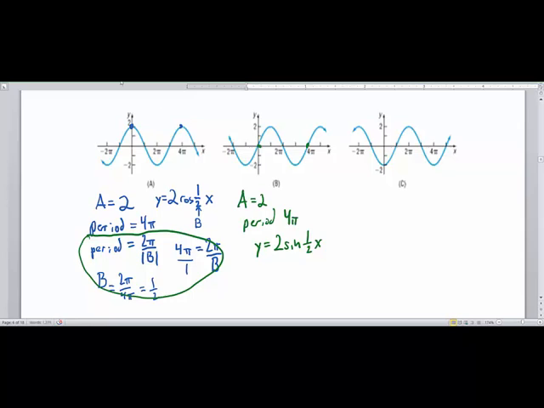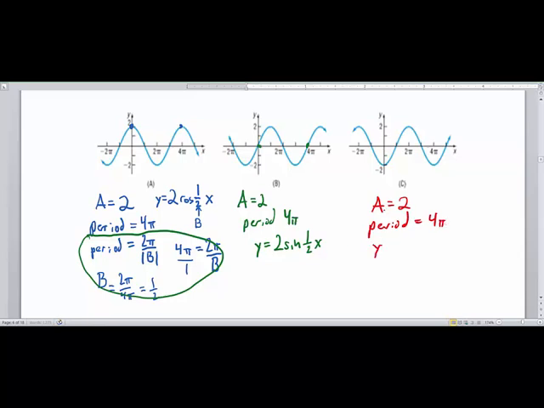So if we look at the last example here, we can do it a little quick because you can see that there's going to be a lot of similar characteristics. The amplitude, because of the y being 2 and 2, is 2. We always report the amplitude as an absolute value. The period is again 4 pi.